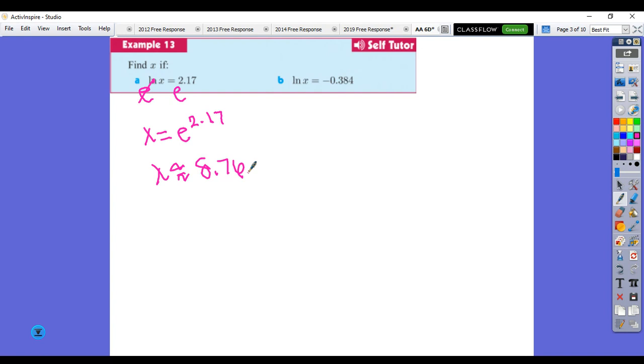Same thing here. In order to get x by itself, we need to get rid of ln. The inverse of ln is e, so we e both sides. E to the negative 0.384. Plug this into your calculator, and it's approximately 0.681.